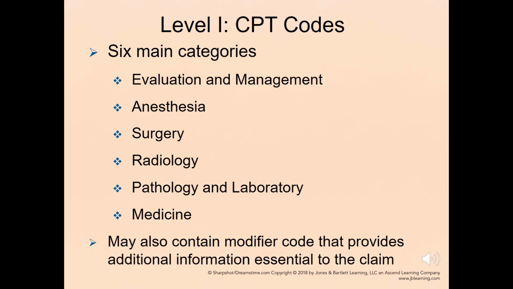So they may contain modifiers as well that provide additional information that is essential to the claim. A modifier is simply a 2-digit code that goes in addition to the CPT code, and it lets the payer know whether there were additional services provided, or if there were less services provided, or if there were multiple services provided. There are many categories of modifiers.